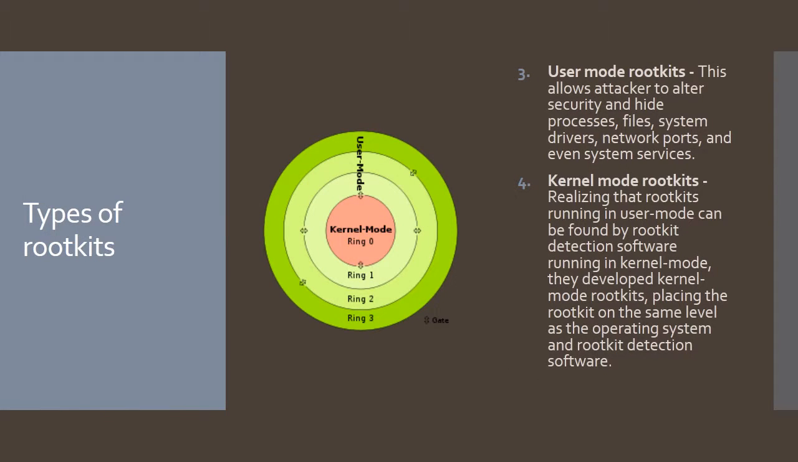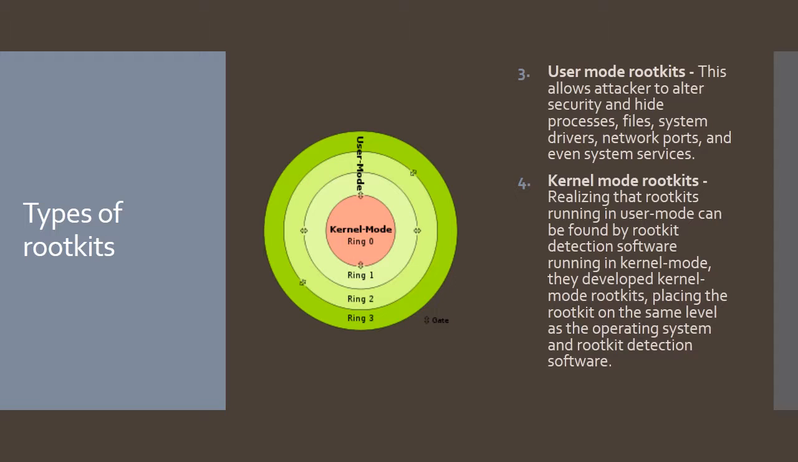The third one is user mode rootkits. This allows the attacker to alter security and hide processes, files, system drivers, network ports, and even system services. The diagram shown here is a computer security diagram. User mode rootkits mostly reside in ring 3. Any anti-rootkit which has kernel mode privileges can detect user mode rootkits and remove them easily.